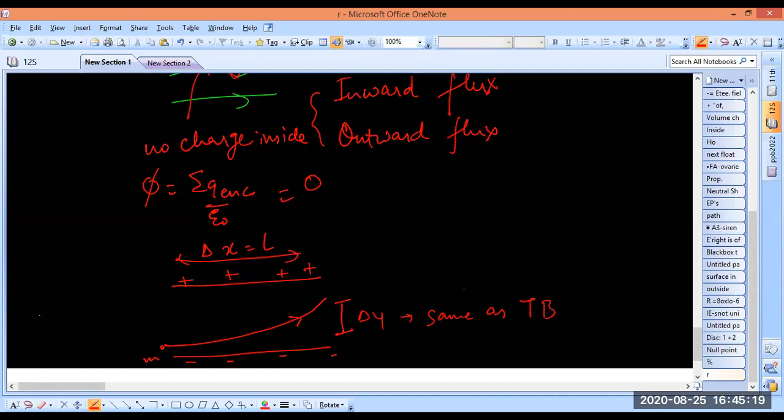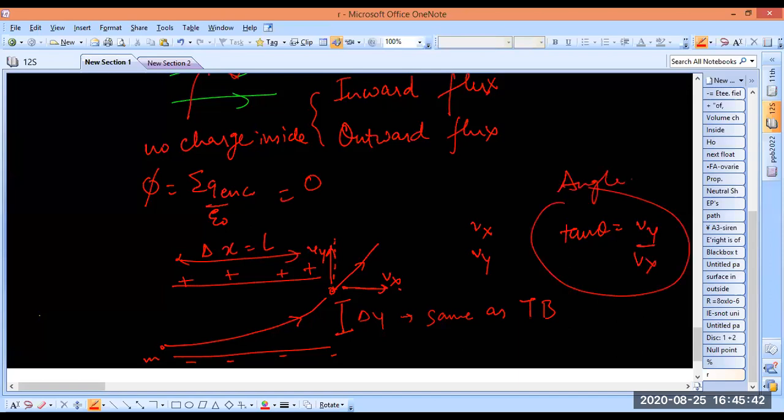All right. But what about the angle? See, if it comes out at an angle like this, you can actually take velocity components. This is Vx and Vy, right? So if you find Vx and Vy, then based on that you can do tan theta is equal to Vy upon Vx, and that will give you the angle, right? Okay.